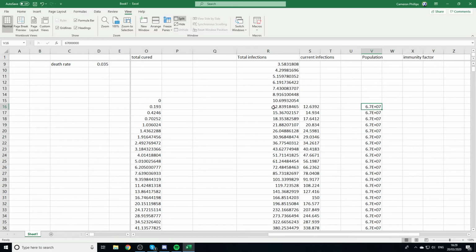Now actually, the total infections at any one time is how many people have had it, got it, and the people who have died fit into that data too. They're already in the total infection. So let's look at the immunity factor. Let's look at the population or people who've had it. Okay, so population who can't catch it.